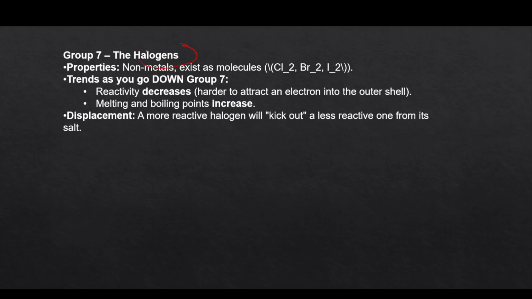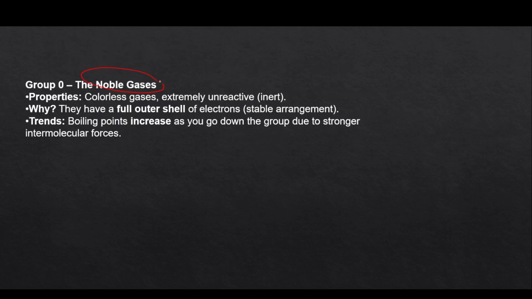Then halogens, they are non-metals, they exist as molecules, and this is group 7. We are talking about group 7. Reactivity decreases here, as it is harder to attract an electron into the outer shell. Okay, then group 0 is the noble gases. They are important. They are extremely unreactive, which is why they are called inert gases, because they have a completely full outer shell. I mean, electrons are completely filled in their outer shell, like they have 8 electrons, which makes them stable, and that's why they are unreactive.